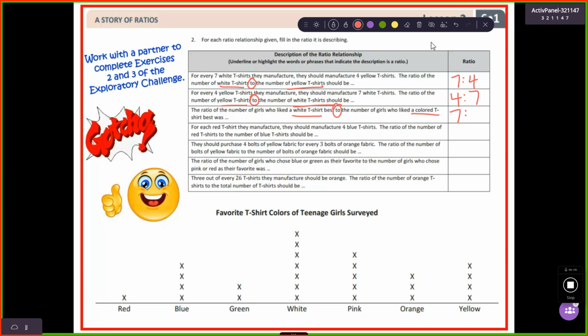So count with me. 1, 2, 3, 4, 5. Help me. 6, 7, 8, 9, 10, 11, 12, 13, 14, 15, 16, 17, 18, 19. So it's going to be 7 to what? 19. Finish out the rest of these. Get it? Got it? Good.